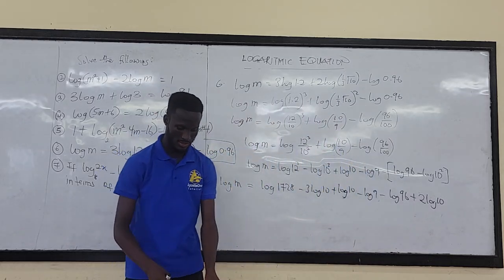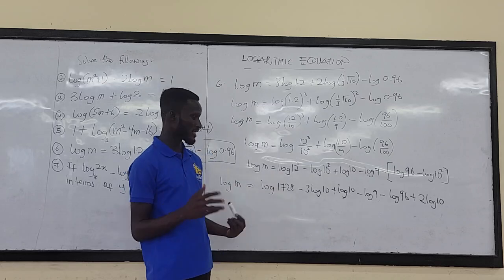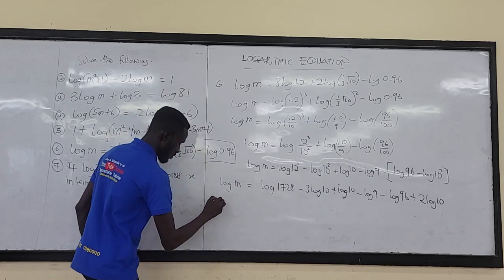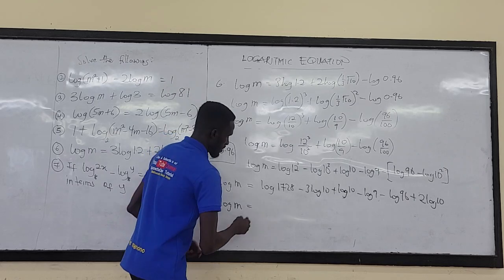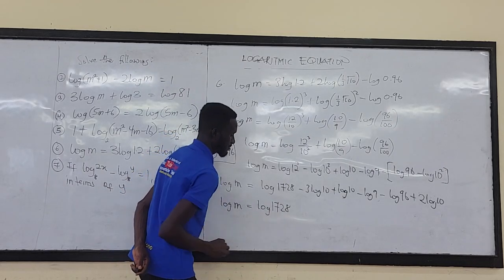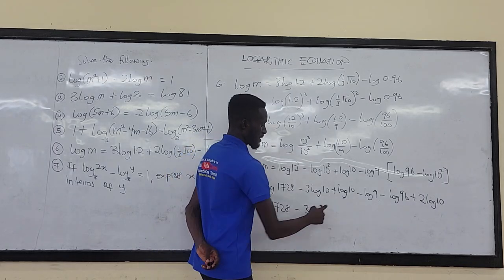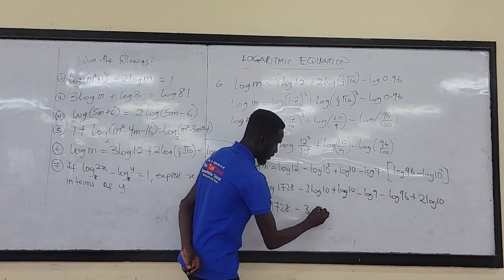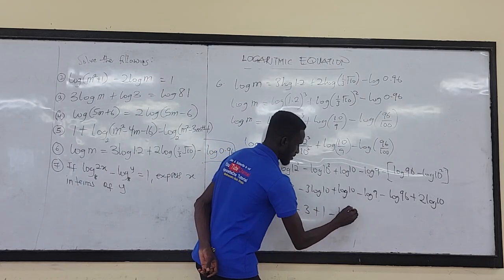Now you see how the thing is. We are still solving. So at this point I decided to expand everything. Let's go. We have log m is equal to log 1728. Now this one is still with the same base, it gives us 3. This one is still with the same base, it gives us 1. So we have minus 10, minus 9.